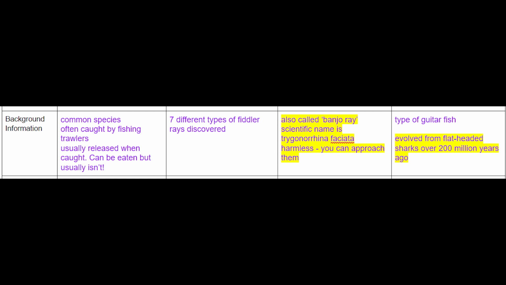When you're talking about an animal, it's always really good to include the scientific name and any alternate names that the animal is known by. So I highlight that in my grid. I also think that it's really important that the reader get their head around the fact that this animal is harmless, straight up. So I'm going to include that as well. Now I'd like an interesting fact. And I think the fact that it evolved from flat-headed sharks over 200 million years ago, that's pretty cool. A ray that actually used to be a shark. So I'm going to include that in my introduction as well.